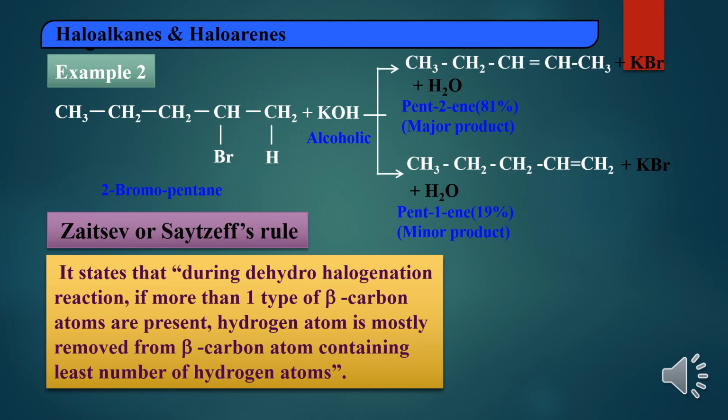Now see in this example, 2-bromopentane. On the left side CH2 is there, 2 hydrogens are there. On the right side beta carbon atom, there is a CH3, 3 hydrogens are there. So you have to eliminate the hydrogen from the less hydrogen containing carbon atom on the left side. If you eliminate the hydrogen from the left side beta carbon atom, then the product obtained is pent-2-ene. That's why it is the major product. So according to Zaitsev's rule, hydrogen will be eliminated from the less hydrogen containing beta carbon atom if it contains more than one beta carbon atom.